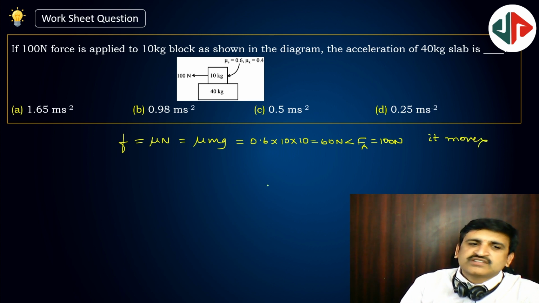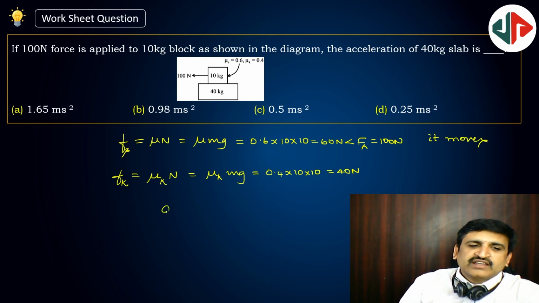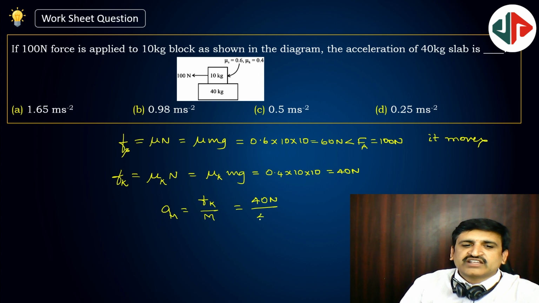As it moves, friction will be kinetic friction. That kinetic friction is equal to mu k n, that is equal to mu k mg, which is 0.4 into 10 into 10, which is 40 newtons. This is the frictional force transferred to the lower block. The acceleration of the lower block is equal to frictional force by mass. Frictional force is 40 Newton, by mass equal to 40 kg.